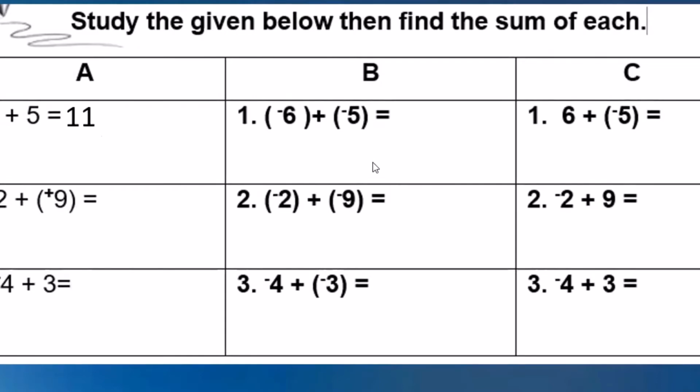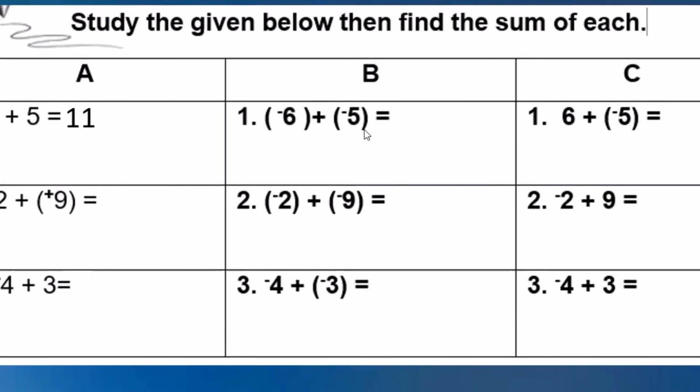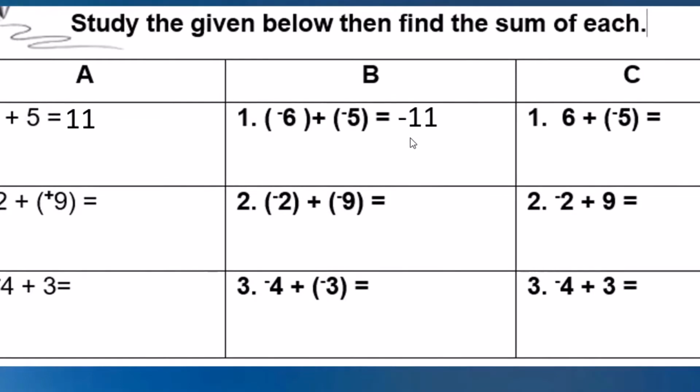Then in column B, if we represent the negative numbers as yellow chips, like yung example kanina, may 6 tayong yellow chips at mayroon tayong 5 yellow chips. Wala tayong red chips para mag-cast out. So, i-add lahat ng yellow chips at yun ang final sum. So, copy the sign of negative, and 6 plus 5 is equal to negative 11.